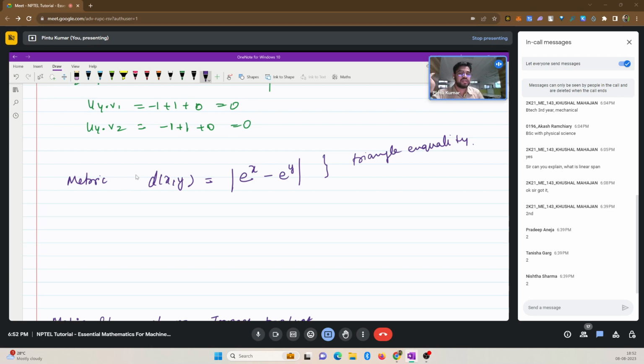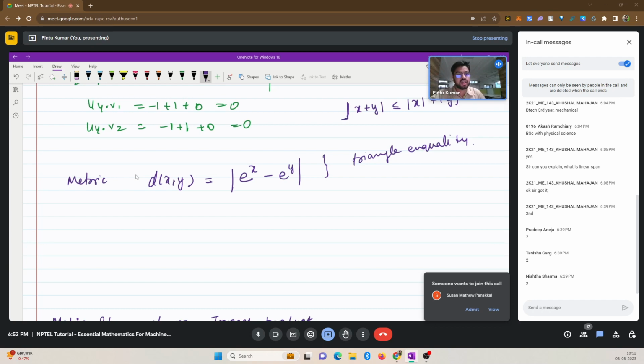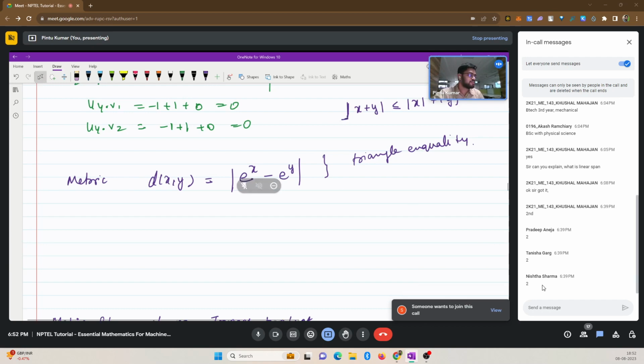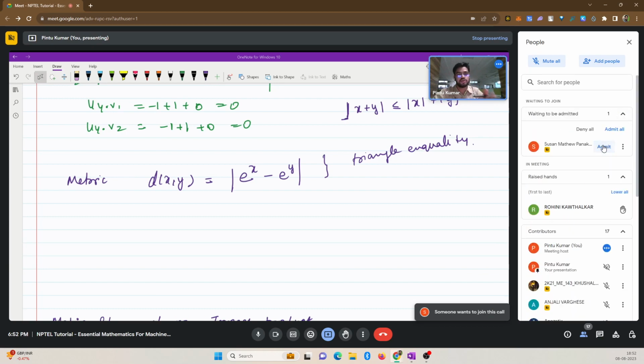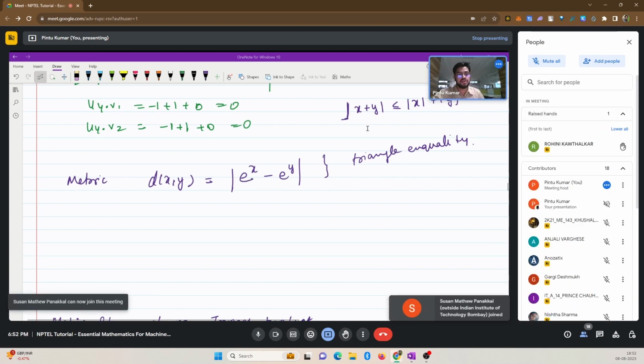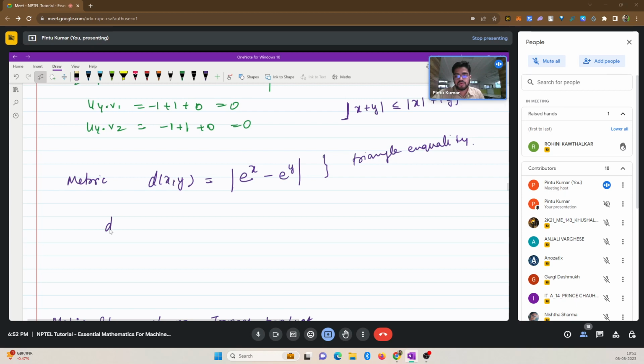You know that the modulus has the property that mod of x plus y is always less than or equal to mod of x plus mod of y. I'm just talking about the modulus function right now, not the metric space. So the modulus always satisfies the triangle inequality. Now, let's look at distance of x comma y.